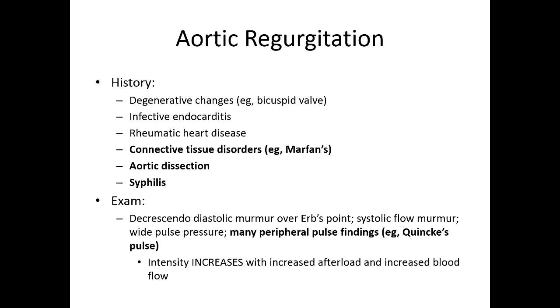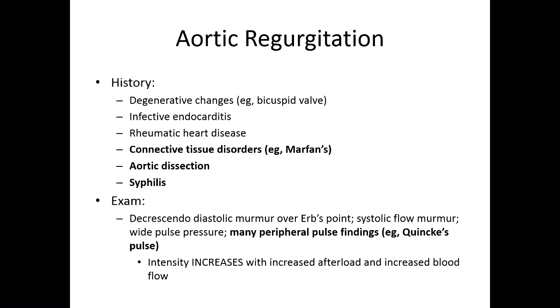Your exam will have a decrescendo diastolic murmur over Erb's point. So what's Erb's point? I mentioned earlier the aortic valve is up here, right upper sternal border. Aortic regurg is the one exception in that you may hear the murmur over the aortic valve area, but really the place you're going to best hear it is Erb's point because of where it radiates. And that Erb's point is the third or fourth intercostal space along the left sternal border. So this is where you're going to hear aortic regurg best.